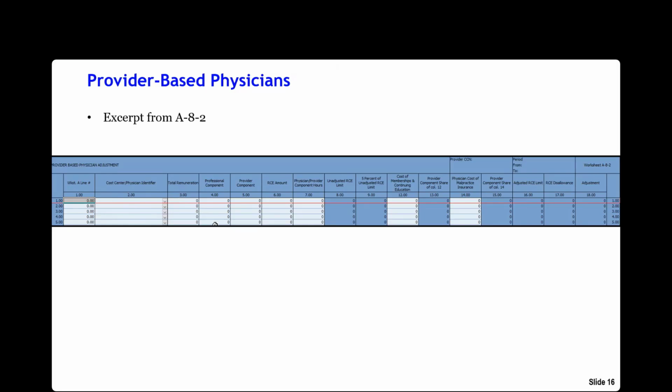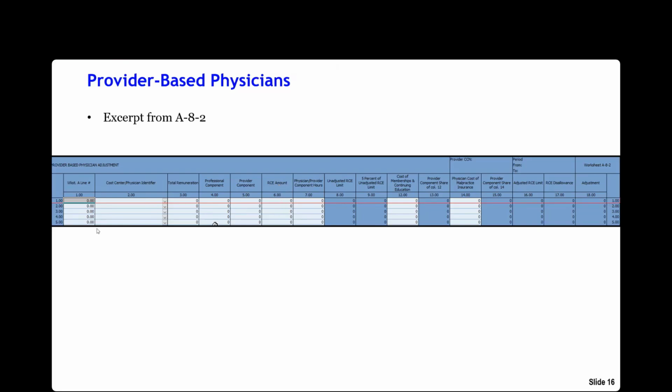Now, out of that, we have a professional and provider component. The professional component, again, the physician component, whatever is included here, is going to be dropped off of the cost report. It's going to fall into this adjustment at the end. The provider component, if it's a critical access hospital, then that part's going to be allowed. But if it's an acute care or other hospital, that provider component amount first has to be subject to that RCE limit here.